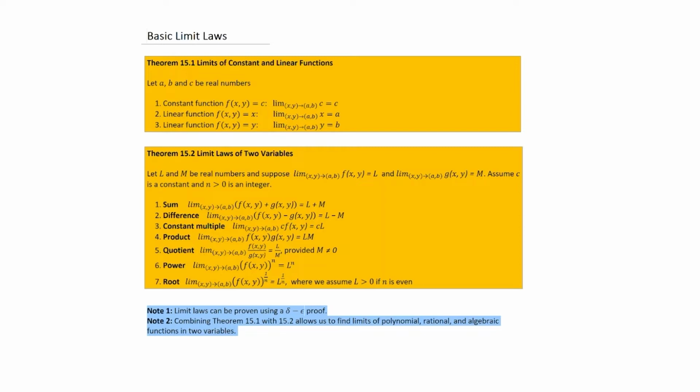So these basically again can be proven using delta epsilon method. And typically we will not go into the details of proving these things. It'll just be understood that for polynomials, rationals, and algebraic functions in 2 variables, we know that the limits exist so long as you're within the domain of the function. So again, these are just the particular laws that we'll be making use of.